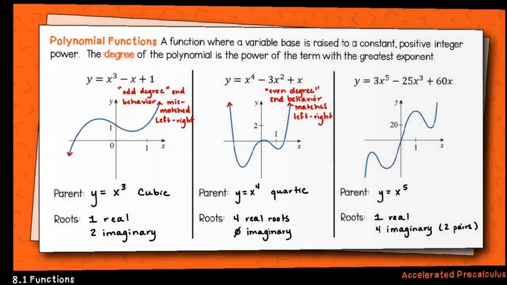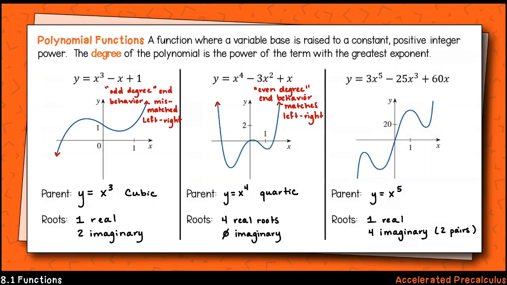Polynomial functions took up a substantial amount of time in your algebra course last year. A polynomial function is one where our variable term or terms are raised to a constant power. The exponent must be a positive integer, so no fractional exponents and no negative exponents. The degree of a polynomial is the highest power of any term in the polynomial. Written in standard form, we write the highest degree term first. Its coefficient is referred to as the leading coefficient of the function.